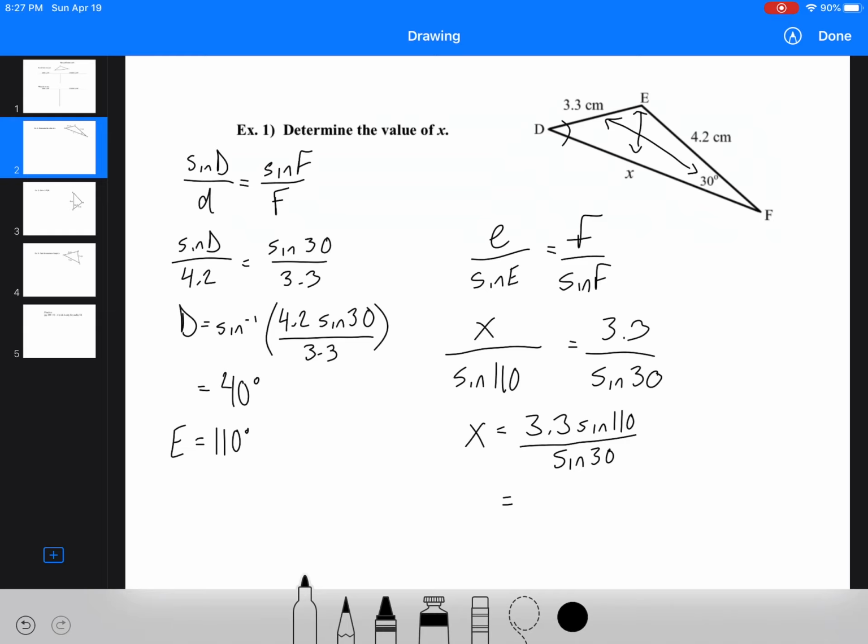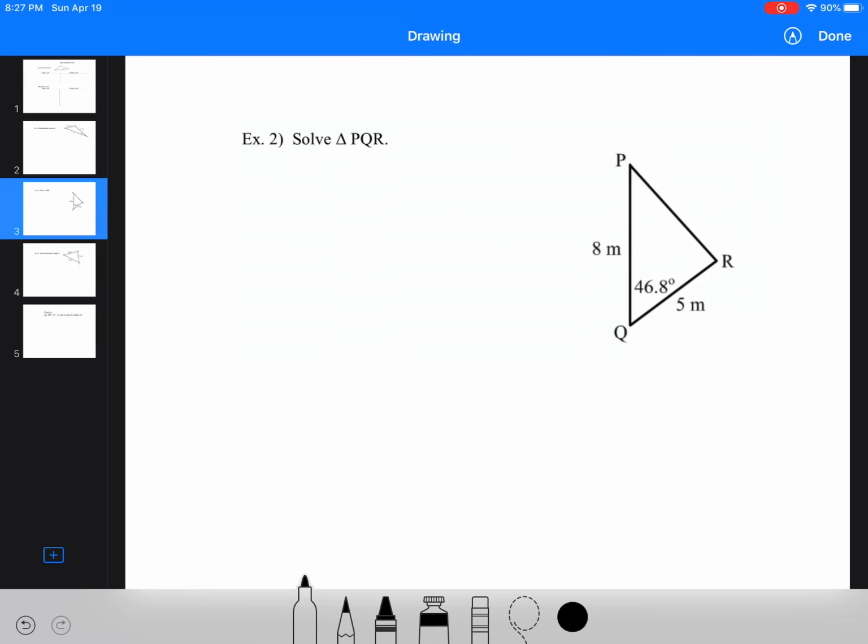And x is going to be equal to 3.3 divided by 30. We get 6.2 centimeters.